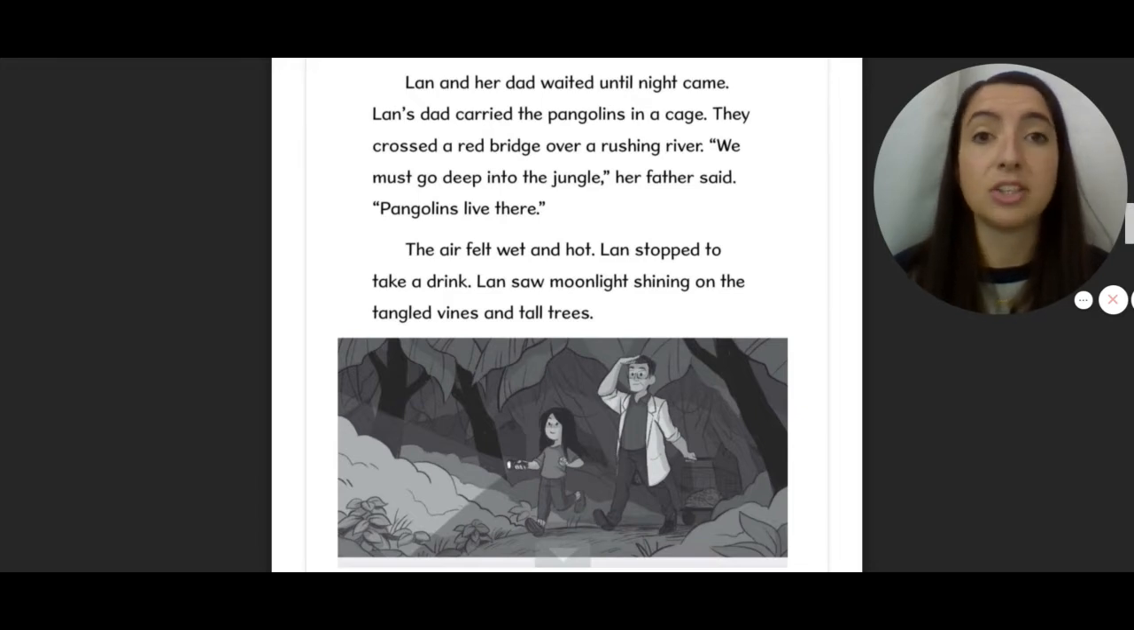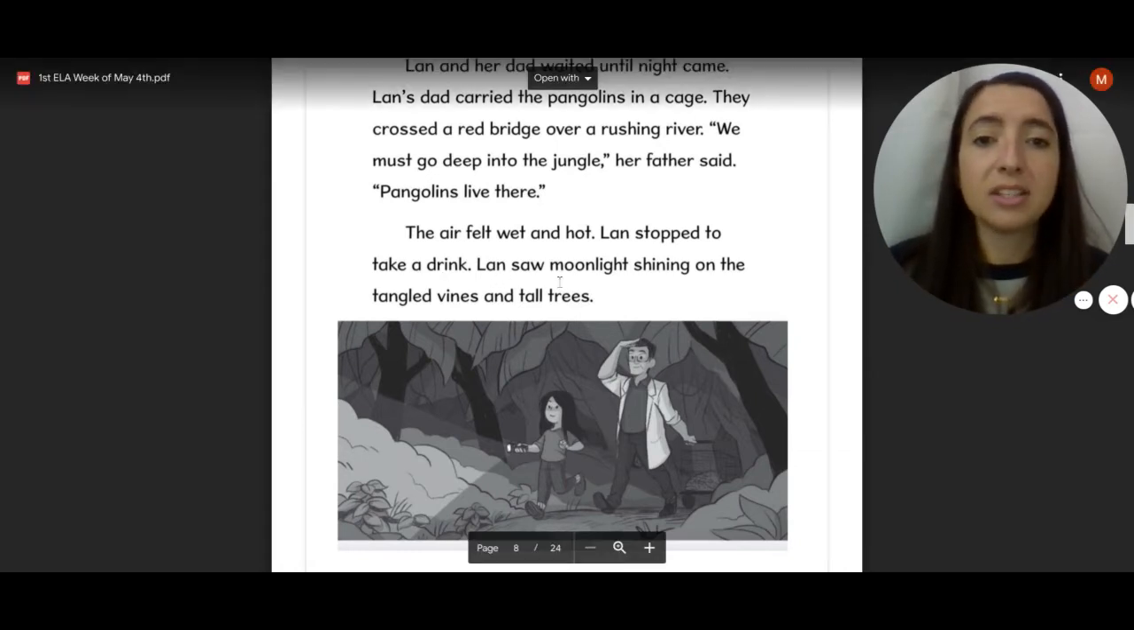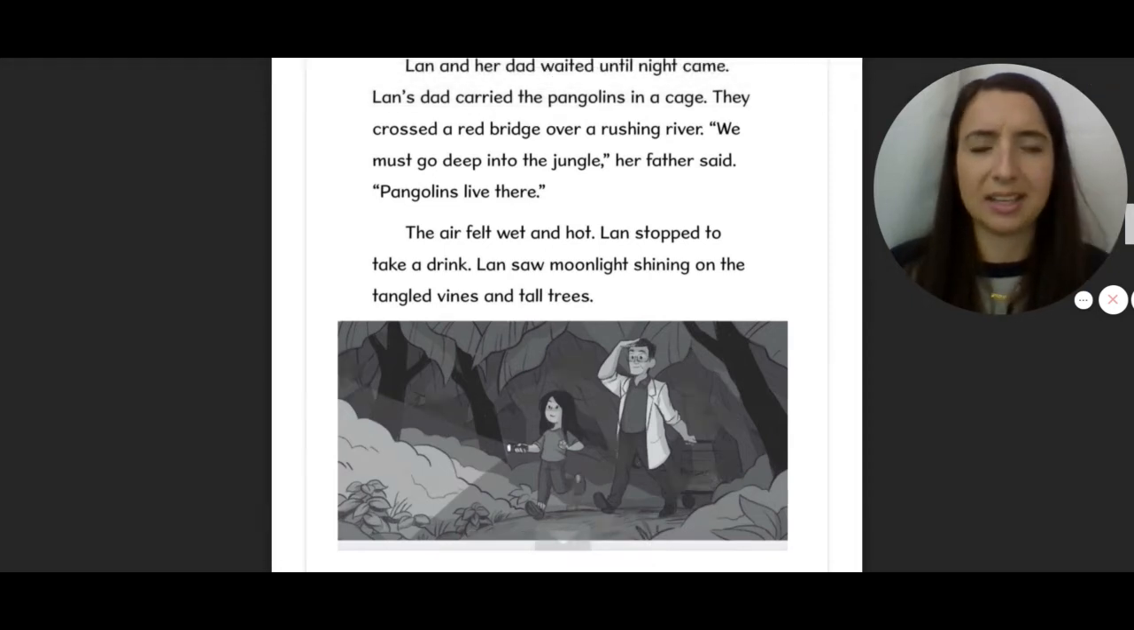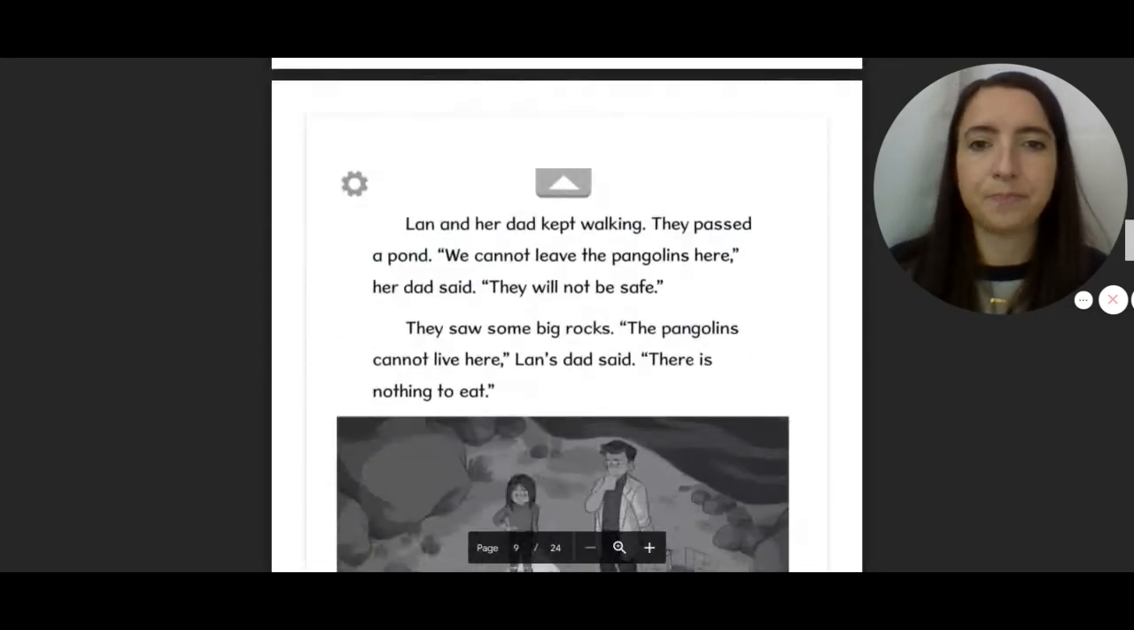But remember, setting isn't just where the story happens, it's also when. I want you to listen to this sentence and see if you can think, when is this happening? Lan saw moonlight shining on the tangled vines and tall trees. If there's moonlight coming down, what time of day is it? Yeah, it's nighttime. So we know that the setting right now is in the jungle at nighttime.